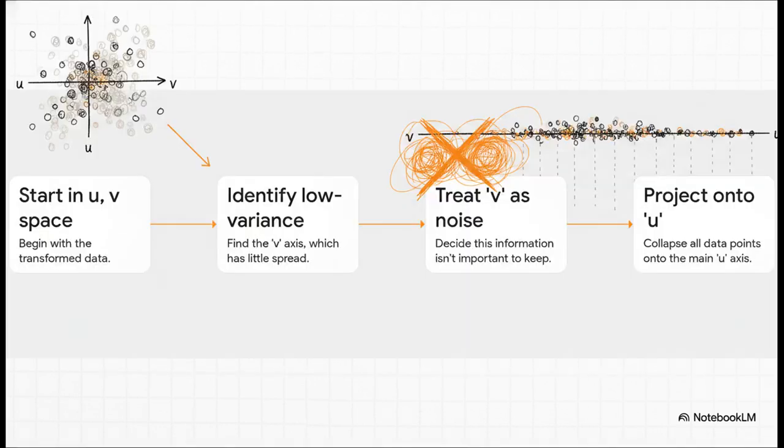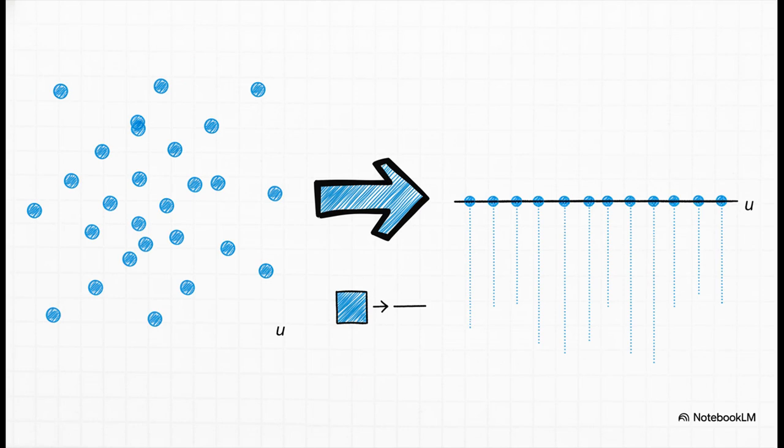So what if we just decide that the little bit of information along that V-axis isn't important enough to keep? We can literally just project all of our data points down onto the main U-axis. It's like we're squashing our 2D data cloud down into a single 1D line. And boom, just like that, we've done something pretty incredible. We've reduced the dimensionality of our data. We went from 2 features down to just 1, and we did it without losing the most important pattern. This is really the main reason people use PCA.